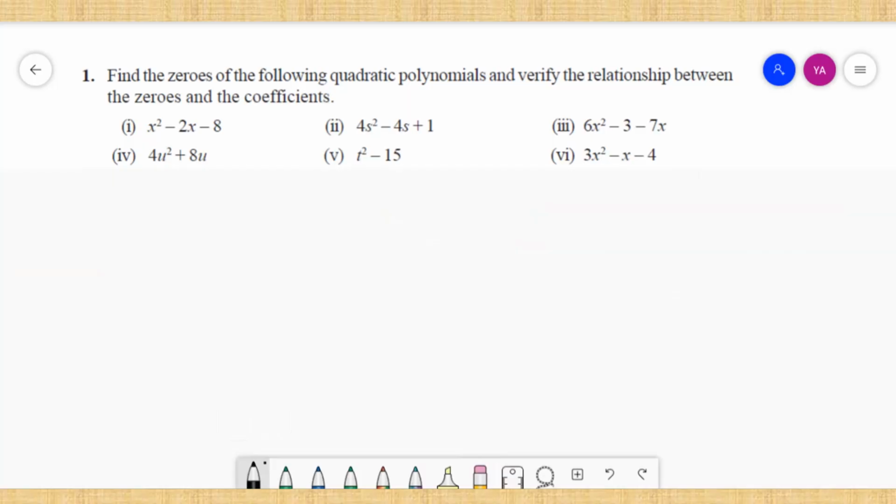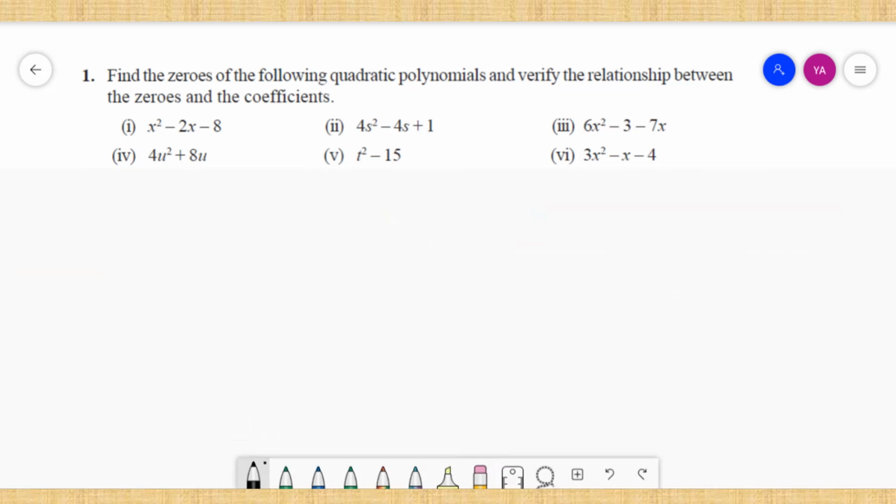Find the zeros of the following quadratic polynomials and verify the relationship between the zeros and the coefficients. We have completed the first sub-question. In this video, we will discuss the second and third sub-questions.